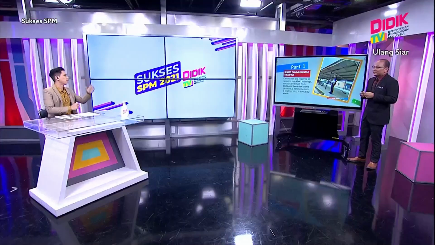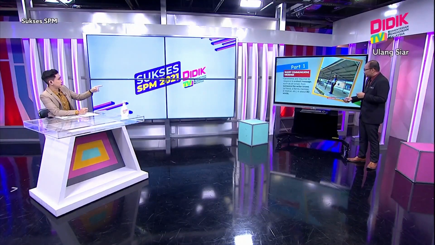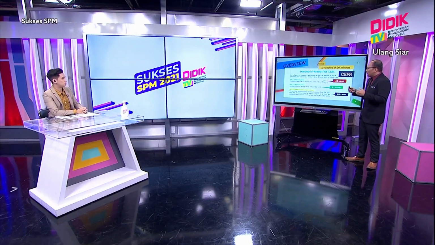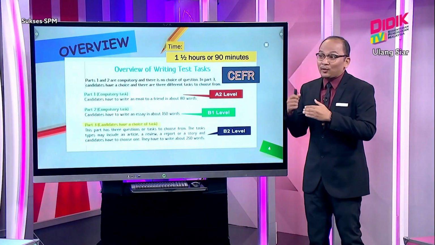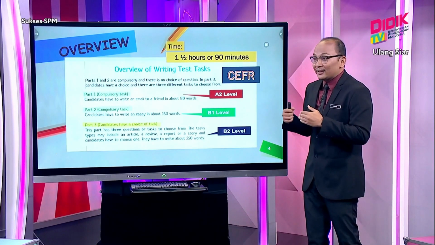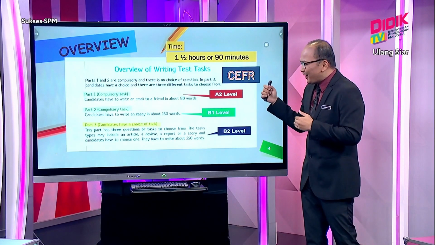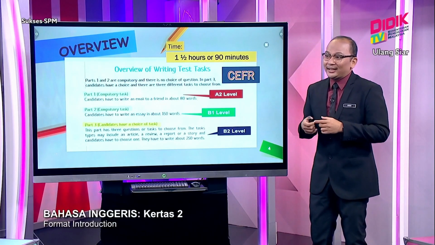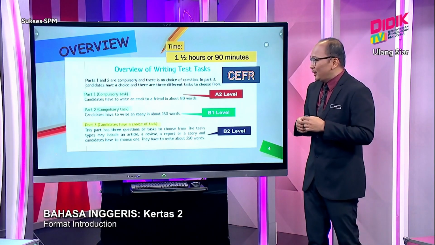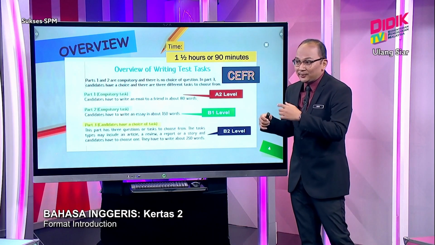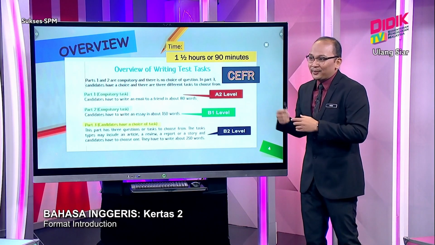So I have a question, sir. In the previous slide, you mentioned there is A2 level, B1 level, and B2 level. Could you explain to us what you mean by these levels? So these are the levels of requirement, of the difficulty of this task. Part 1 is considered quite easy. Part 2 is a little bit harder. However, Part 3 is the hardest so far for the candidates to know. And we are going to explain more a little bit further as we go on with the lesson.